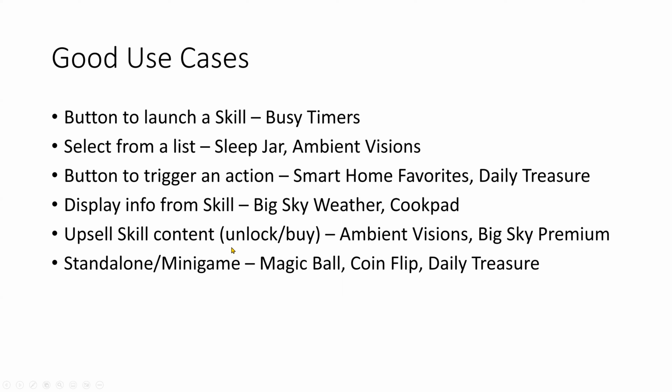So you can use words like unlock. I'm not sure if there's a restriction on the word buy, but in the end, that's what you're doing: you're going to use the widget to go into the skill and then use the skill's in-skill purchasing mechanism to then unlock or purchase content. Ambient Vision does that. If I wanted to extend the video playing time from an hour to longer, I could unlock and use that. Big Sky Premium allows me to add an additional location to get more weather information from.